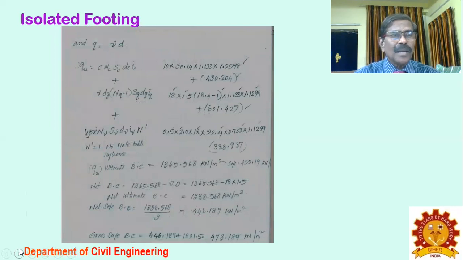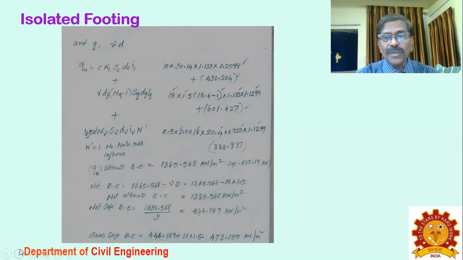Then Q is equal to gamma D, then C, NC, SC, DC, IC, plus all those values. Gamma DF into NQ minus 1, you can have that value. Then half B gamma N gamma S gamma D gamma, all those values are there. It is given in substitutions, and all those numbers are also presented here. So QU ultimate is equal to the total, you get 1365.56 kilonewton per meter square.